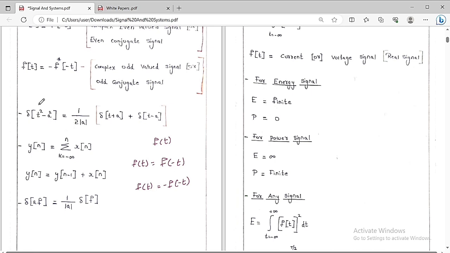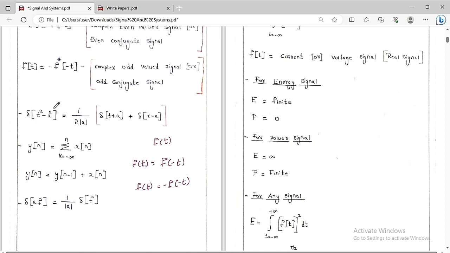The next point is delta of t square minus a square. How are we going to write it? Basically, t square minus a square, I can write like this: a square minus b square is equal to a plus b into a minus b, right? Therefore, we can write it as 1 by 2 mod a, delta of t plus a plus delta of t minus a. This is the important formula you always have to keep in your mind.